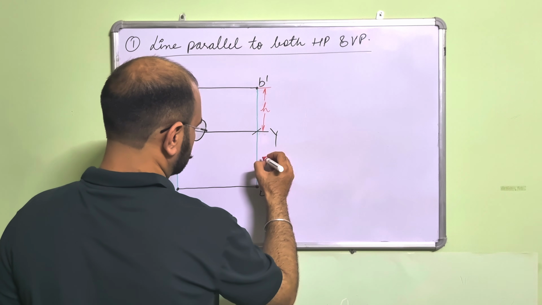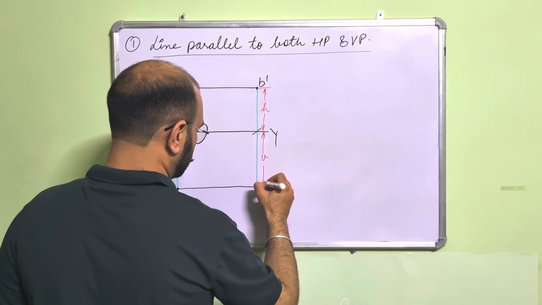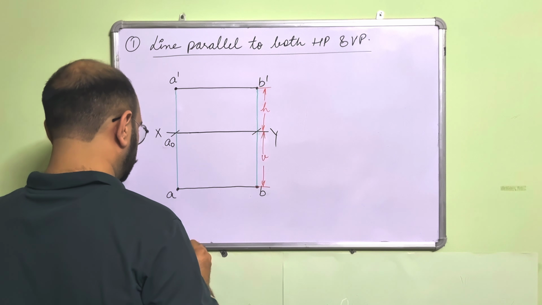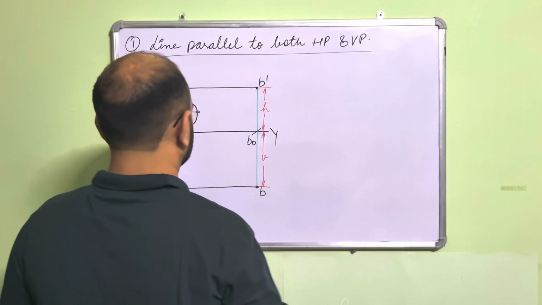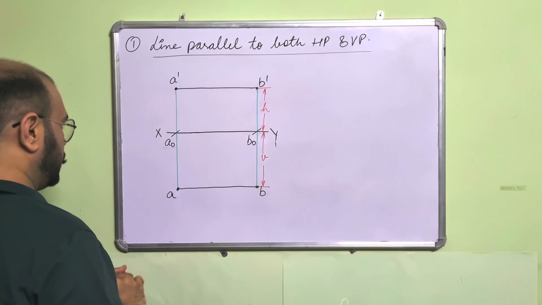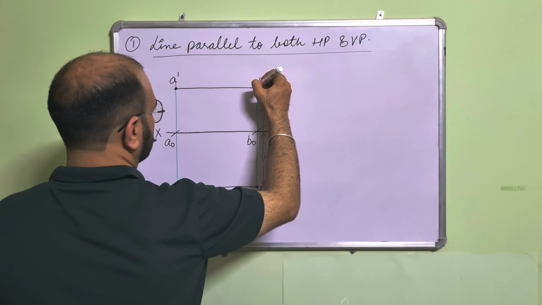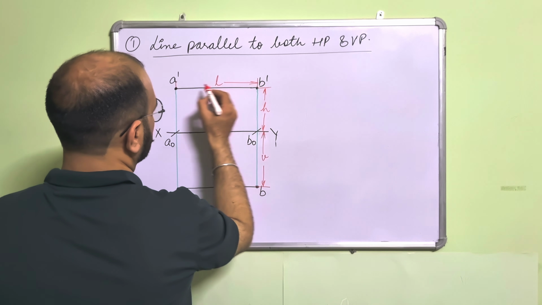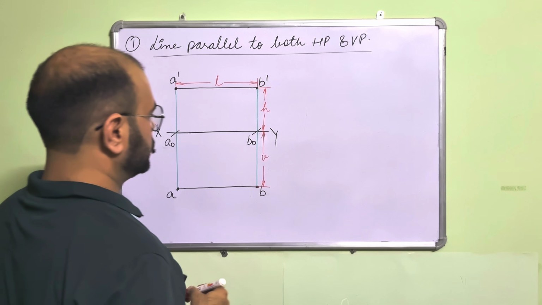For now I am just erasing this. The distance from VP is V, as we had written the representations earlier, and I am writing B naught here inside this figure, and this is L. This is equal to L, the length of the line. The length of the line is also given to you.